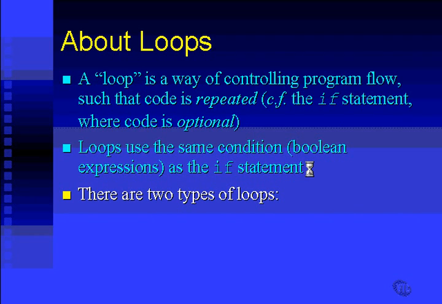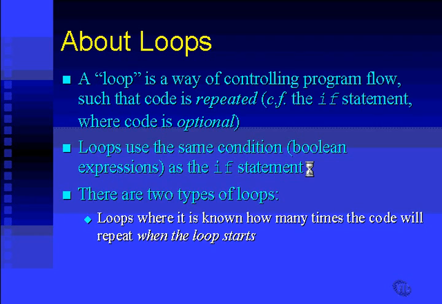And there are two types of loops. Firstly, there are loops where it is known at the time when the loop starts how many times through the loop the code will execute. What does that mean? Imagine a program is running, executing line by line until it gets to the beginning of a loop. At that point, the program may or may not know how many times through the loop it is going to execute. That gives us the two types of loops.